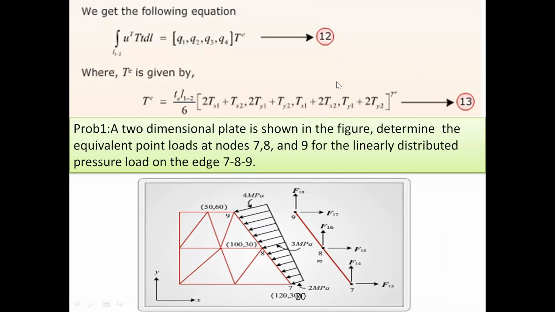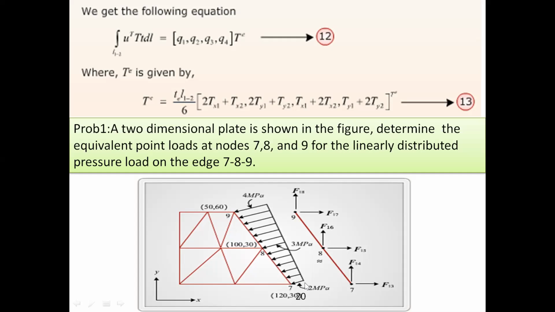Based on this, suppose you want to solve a problem. Here a triangle element is given. The nodal coordinates are 120, 20 here, and 100, 30, and 50, 60. So 7, 8, 9 are the nodes. When you look at the element edges separately, you have 7, 8 on this element and 8, 9 on that element. First you calculate 7, 8, then 8, 9. Node 8 belongs to the first edge and to the second edge, so you can sum up these two components which you get from here and there.